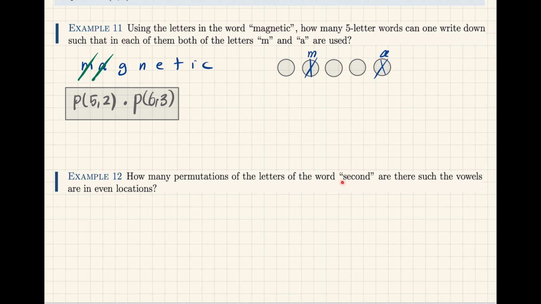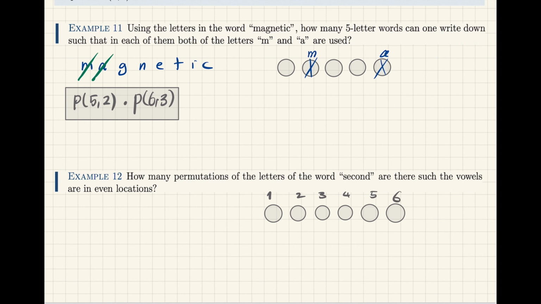So here, 1, 2, 3, 4, 5, 6. We have 6 positions. So let me write this down to make sure that everyone understands. So we have, I need 6 positions. But I want to put the vowels in the even positions, yes? What does it mean? So it means that, for example, if this is position 1, 2, 3, 4, 5, 6, then you understand what I mean.